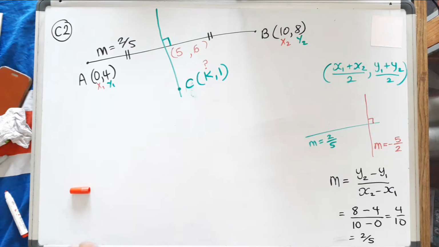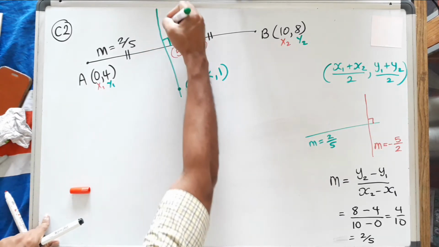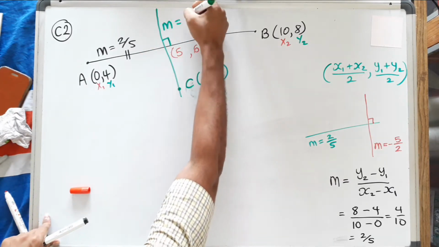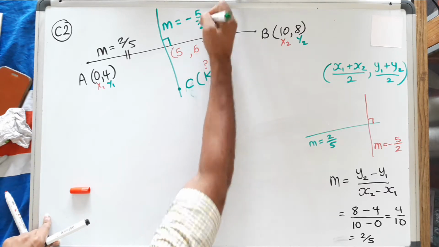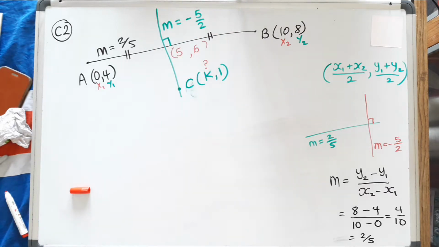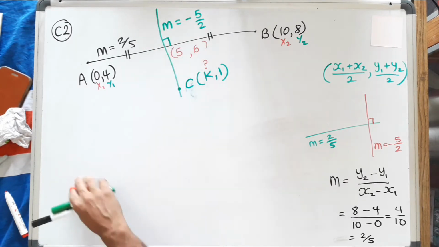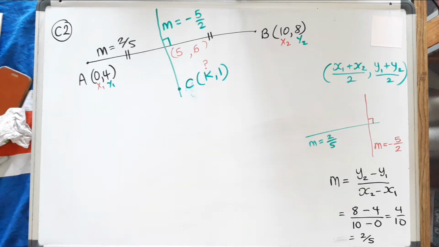So that means the gradient of the green line is minus 5 on 2. We flip it and change the sign. So how do we find the value of k? I made you find the midpoint. I made you find the gradient of the green line. What does this have to do with finding the value of k?